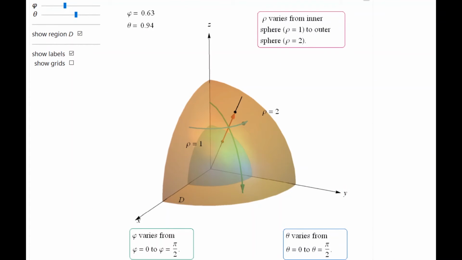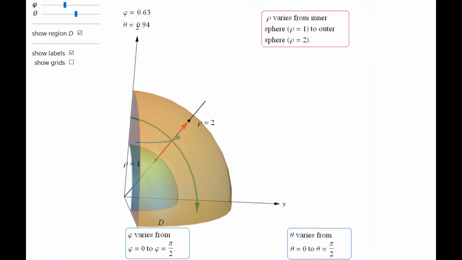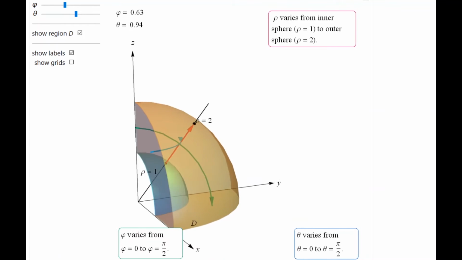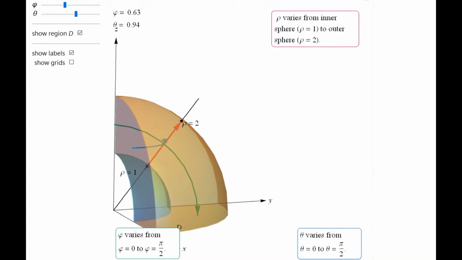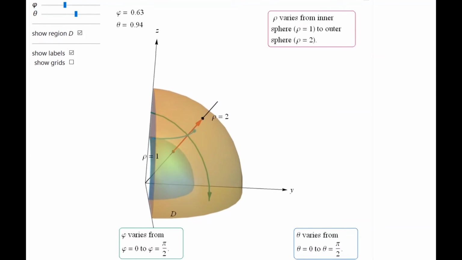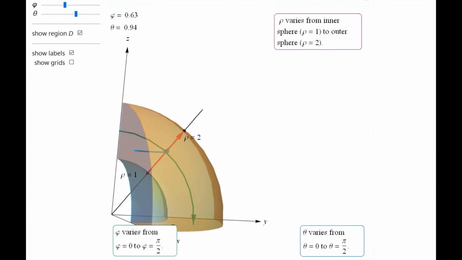And what you see here is the region of integration. You could see that it looks like an eighth of a hollowed out sphere, okay? And we could rotate this and see how it looks a little better. You could see here it's hollowed out. This is because the region of integration is between rho equals 1 and rho equals 2. And we're only in the first octant, so that's expressed by using the bounds for phi from 0 to pi over 2.